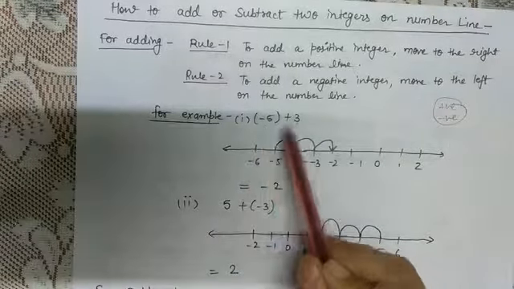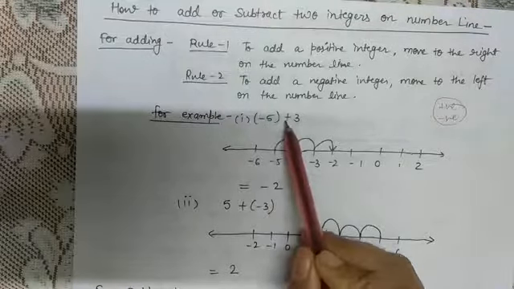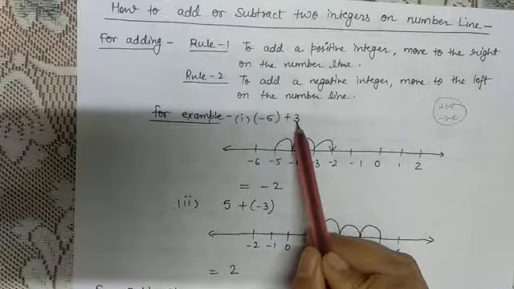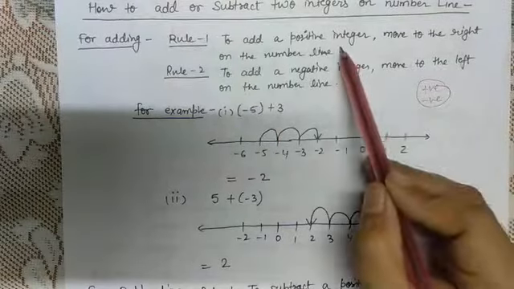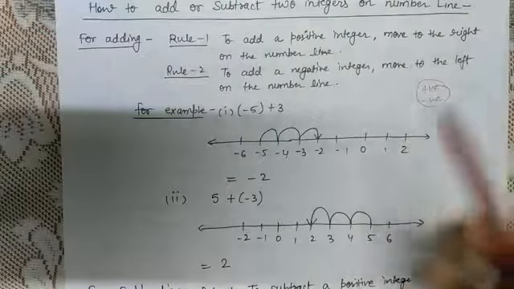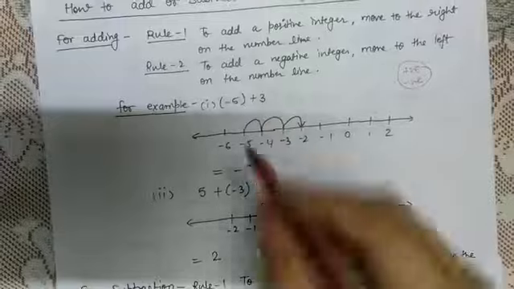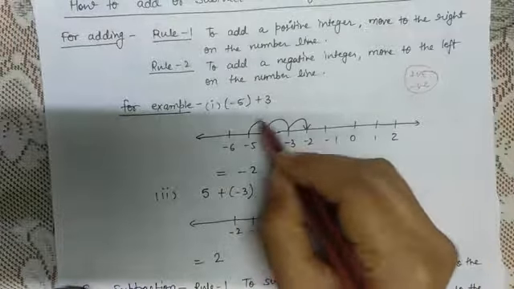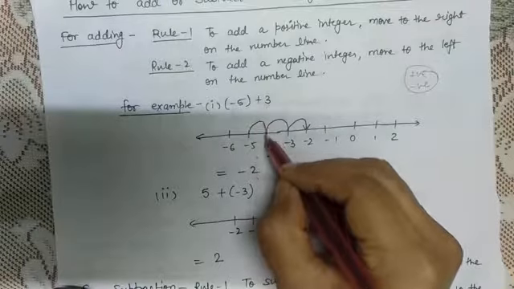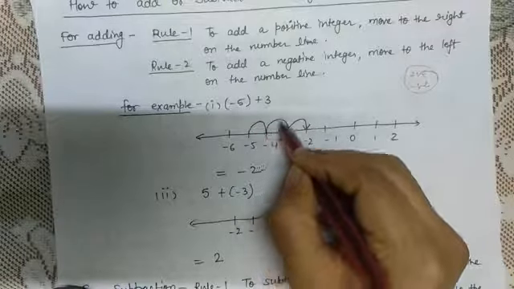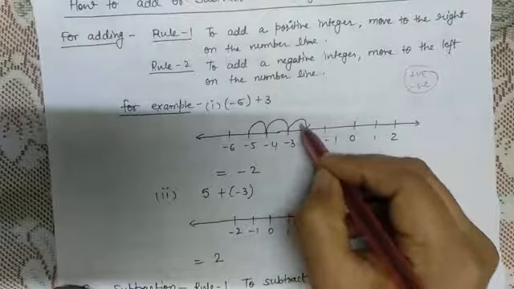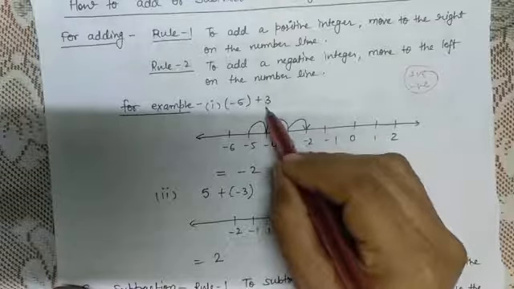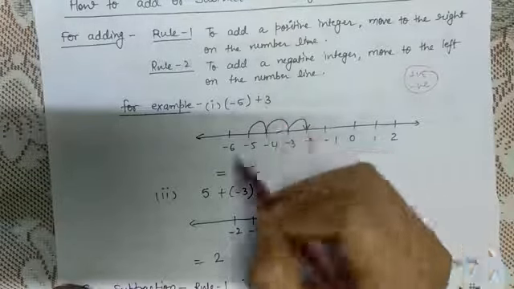-5 plus 3. -5 is an integer. We are going to add the positive integer to it. So when we have to add a positive integer, we have to move to the right. Right means 3 units right we have to move. So this is -5. When we move to the right, we reach -4, then -3, then -2. Because 3 units we have to move, we have moved 3 units to the right.